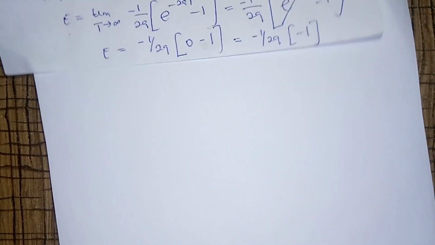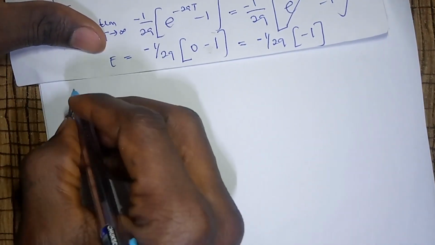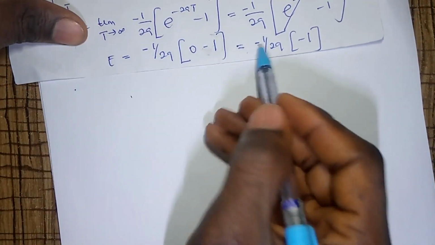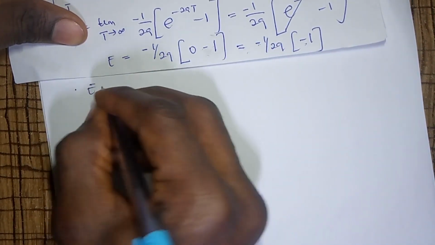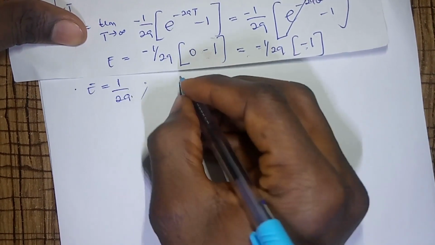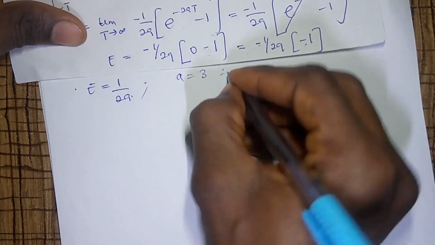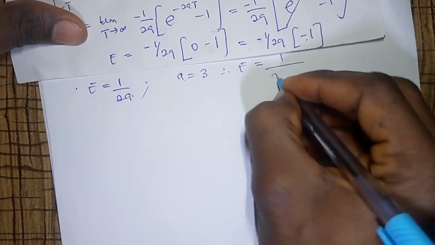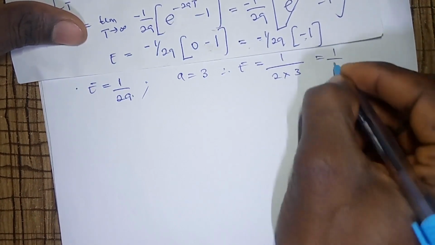To do that, since we stop at this point, negative times negative becomes positive. Definitely E has to be equal to 1 over 2a. A is a constant in the formula. Assuming a is equal to 3, then definitely the energy has to be equal to 1 over 2 times 3, which is equal to 1 over 6.